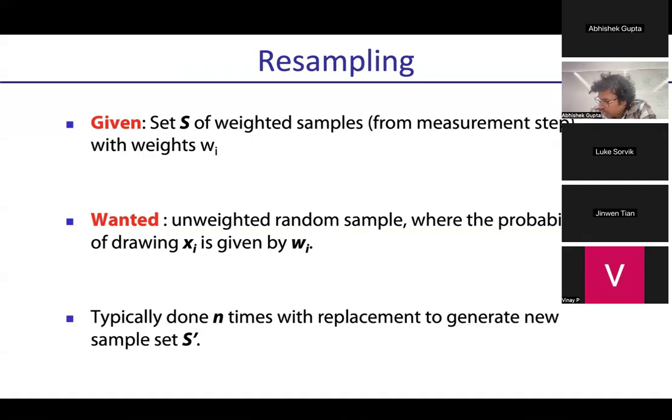Typically you would do this n times. Let's say you had n particles, you can do this n times to get new particles. The nice part about resampling is that you can also change the number of particles. You can choose to go up or down in particles, because you're resampling every time and you decide the number of particles at the next step. Can anyone think of a scenario where you might want to go up or down in particles?